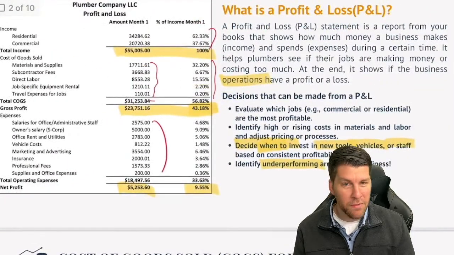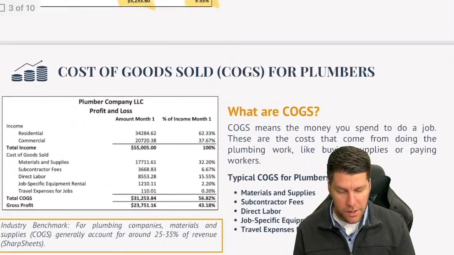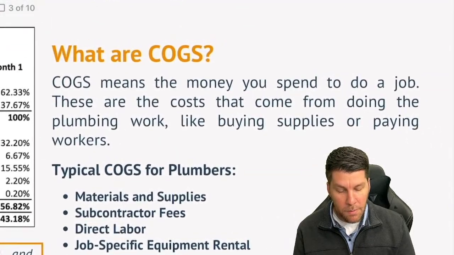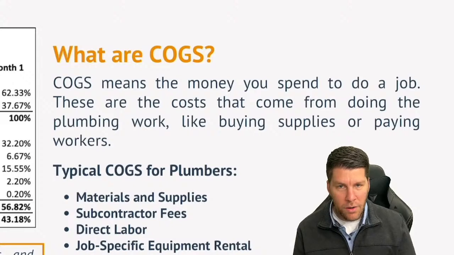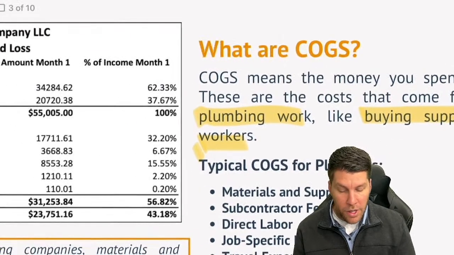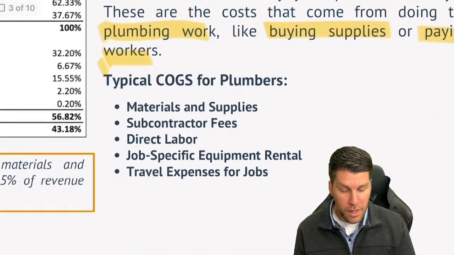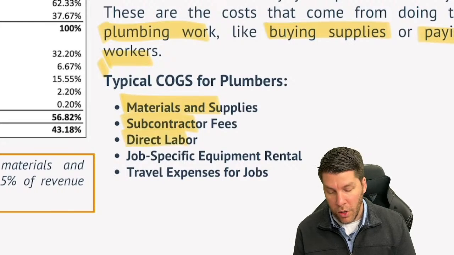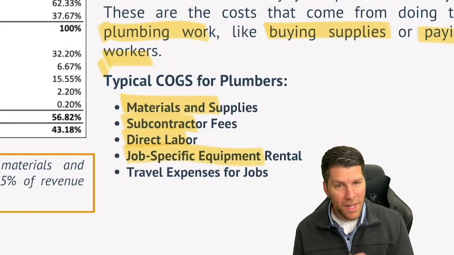So let's go on to the first section here, which is going to be the COGS, or the cost of goods sold. So, the definition of what this is: this means the money that is spent on direct labor. So this would be the actual plumbing work. This would be buying supplies and paying the laborers in the field, or paying your plumbers in the field. In general, for plumbers, the COGS should be things like materials and supplies, your subs, your direct labor, your specific rental equipment that is actually for the job.